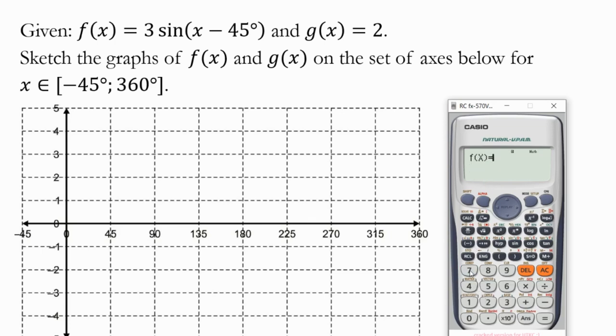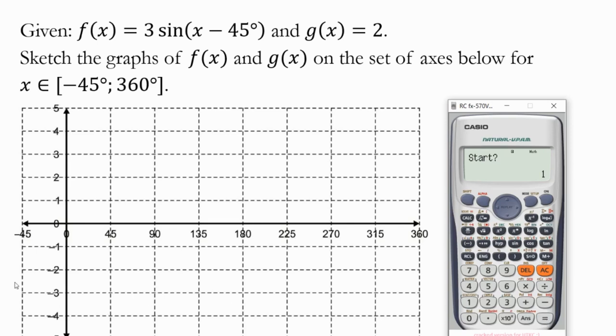And then I enter the function, which is 3 sine. For x, I enter alpha, then x there. So it's alpha, then x, then minus 45. Okay, and then I close the bracket. That's the function there, and then I press equal sign. I don't have a second function, so I'll press equal sign so that I can use my one function, right? And then start.